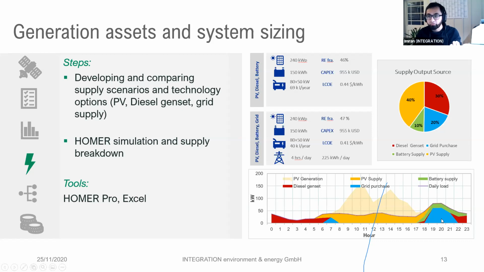And just like I said before, if the grid were not there, all this would have to be met either by batteries, which are still expensive compared to grid supply, or by a diesel generator. But this kind of optimization can help us to come to a system that we can proceed with further. It also tells us what the supply sources are, how much of it is renewable, how much of it is based on conventional grid supply.